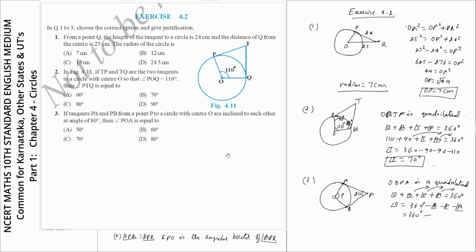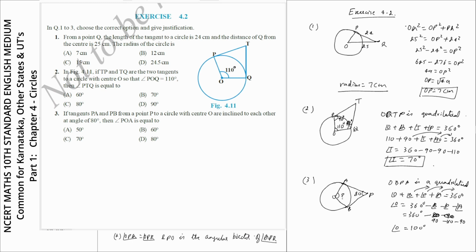minus angle B. Sorry, angle A is 90, angle B is 90, angle P is 80. So 360 minus 90, minus 90, minus 80, so how much? I'll get 100. So angle O is equal to 100 degrees.